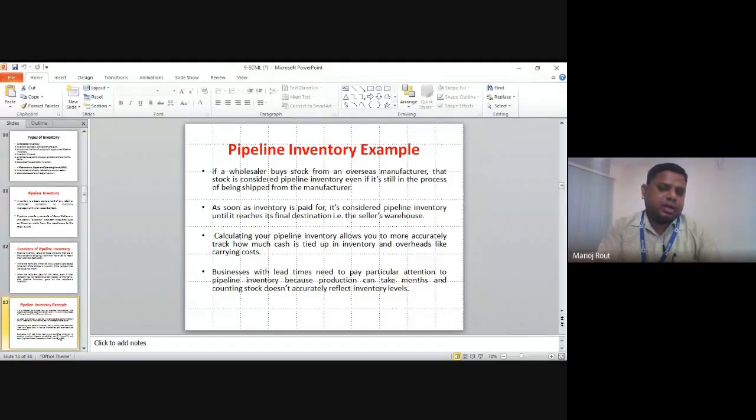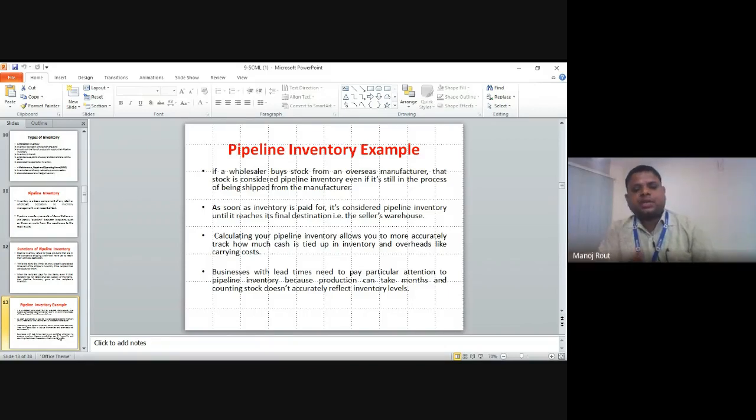The next is, as soon as the inventory is paid for, it is considered pipeline inventory until it reaches the final destination. So whenever the Tata Group has received those things, that is under the inventory of the Tata Group, but till it has reached the final destination, it is known as pipeline inventory. Going to the third point, calculating your pipeline inventory allows you to more accurately track how much cash is tied up in the inventory and overhead, that is the carrying cost. So in pipeline inventory, the most important thing is that you must add some carrying costs.